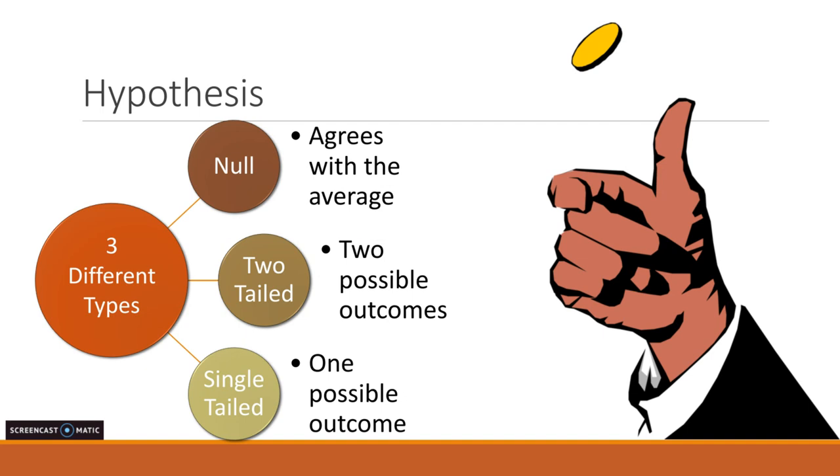The final is a single-tailed hypothesis, where the outcome can only be one thing. For example, again, with flipping a coin 20 times, there will be more heads than tails, and nothing else.